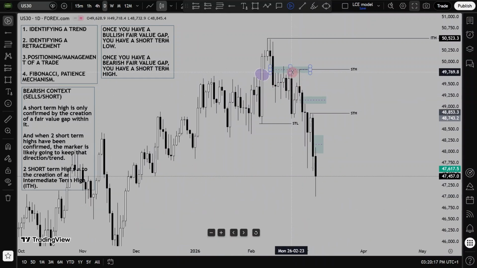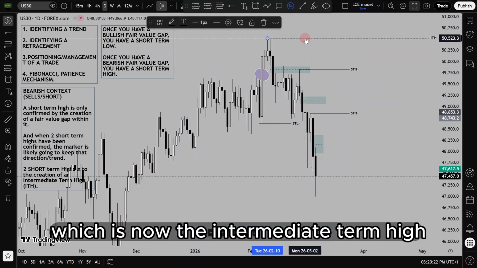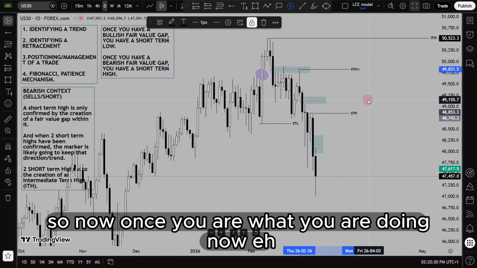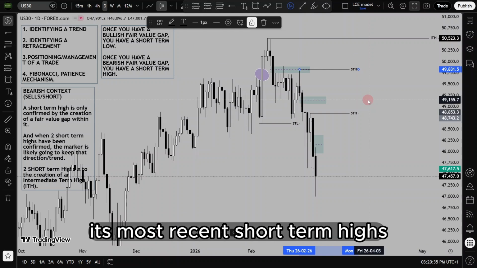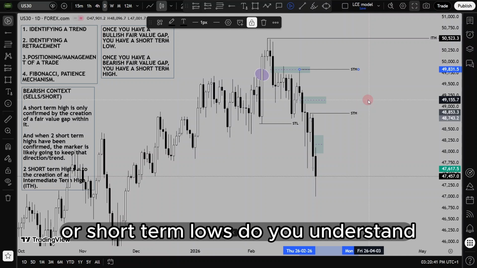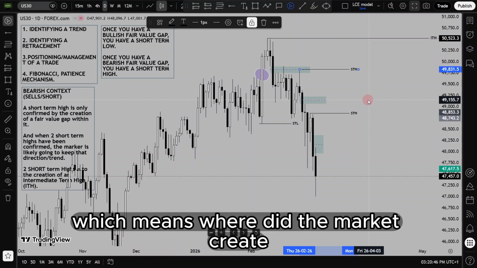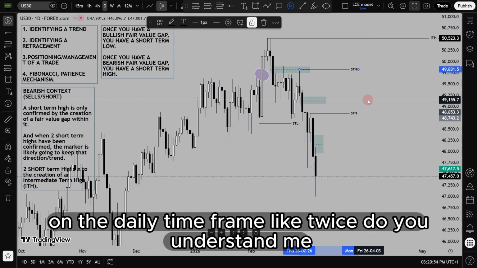After creating short-term high 1, which is now the intermediate term high, and short-term high 2, which is over here. Okay? So what you are doing now is you are waiting to see where the market last created its most recent short-term highs or short-term lows. You understand? Which means where did the market create its most recent fair value gap on the daily time frame, like twice? Do you understand me?